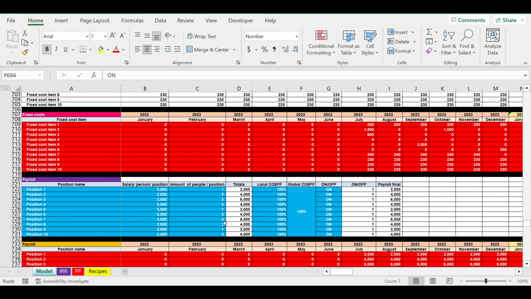We have global and local coefficients for fixed costs, and we can switch them on and off from calculations as well. Then we are moving to payroll. This is the list of positions, salaries, amount of people on each position, global and local coefficients. We can switch on and off different types of positions from calculations.